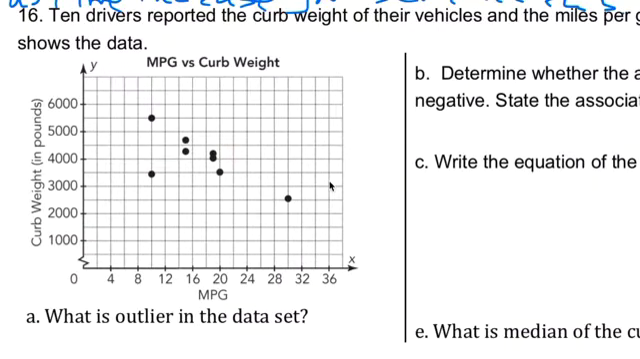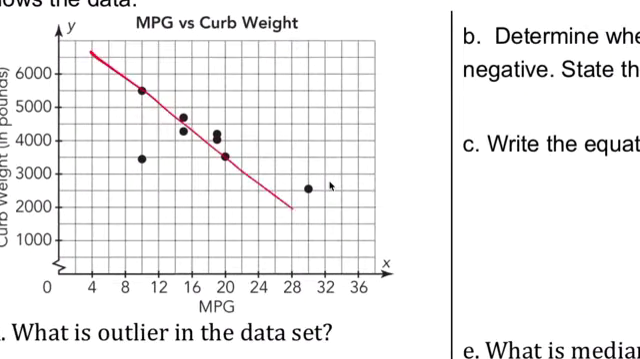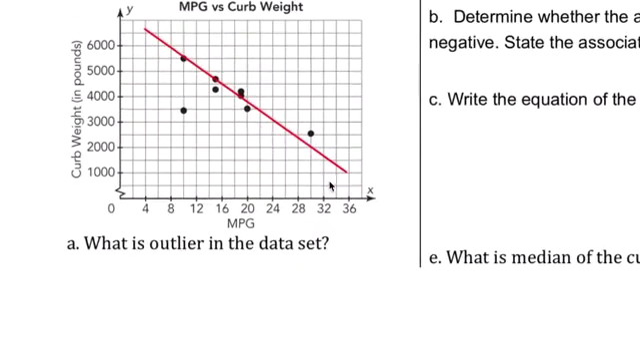Draw your line of best fit. You want to draw it right in the middle as much as possible. Okay, so this is good because I have 2 on top, 2 on bottom, and that's called an outlier. It's too far. That doesn't count. So the outlier is 10 and 3500, right? 10 mpg.